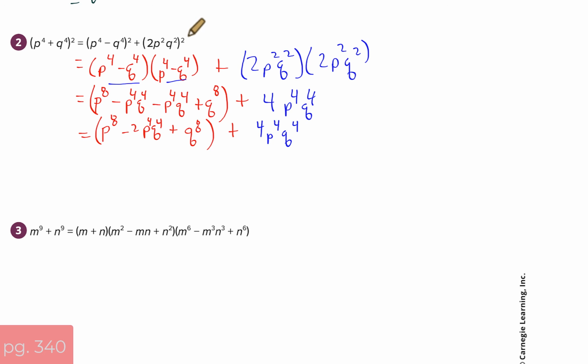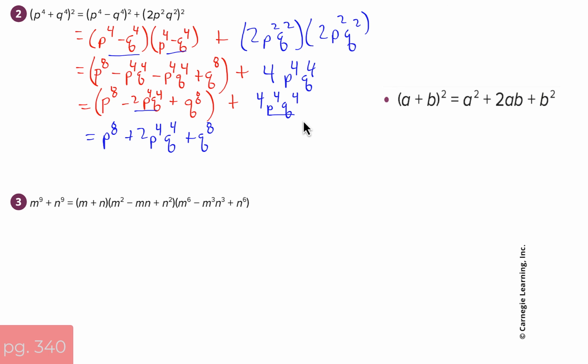On the right, squared means times itself, so we're going to multiply it all out. This is the part I stopped at, but if you notice, these are like terms right here and right here. They're both p to the fourth, q to the fourth. So this is all going to equal p to the eighth, and then we have a negative 2 and a positive 4. That is a positive 2 p to the fourth, q to the fourth. And then we have that q to the eighth that's chilling at the end. All right, so you're like, now what? I'm almost all done.